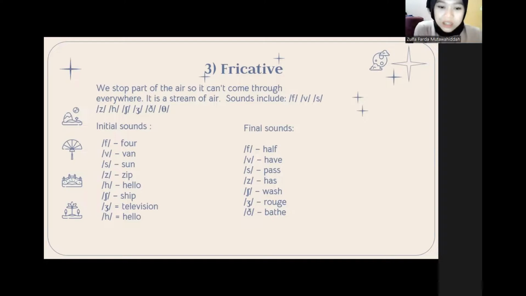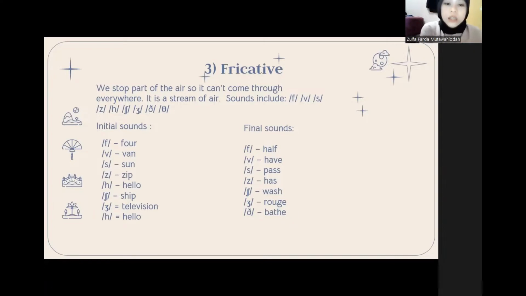And next is s sound. Air is forced through the tongue and alveolar ridge. It becomes alveolar. And z is zip. And sh is ship. J is television. And h is hello. But actually, h isn't a fricative. It's technically not even a real consonant sound since there's no constriction or obstruction of airflow.